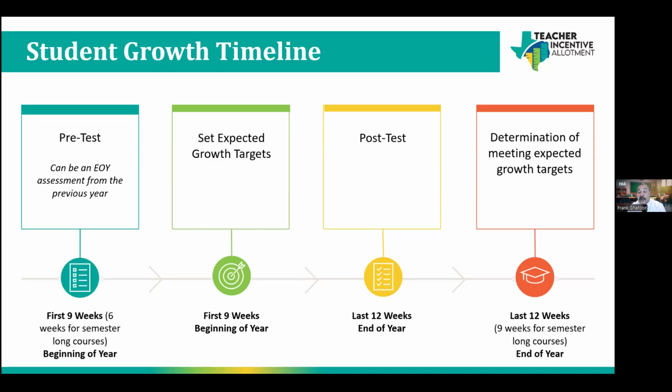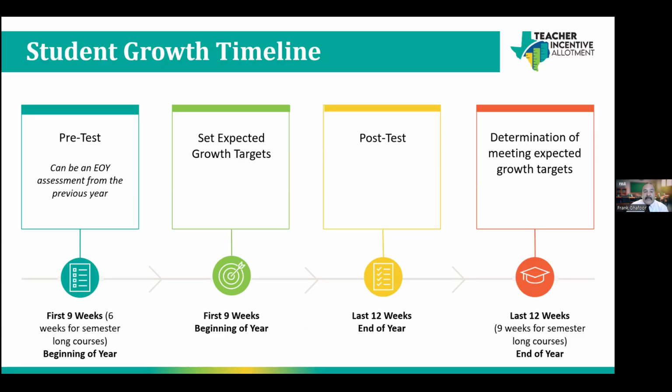Districts may want to use STAR progress measure, and they would measure growth from the end of year fourth grade math to end of year fifth grade math. So that is an option, and all districts do have that type of data available. Once the pre-test has been administered, it would need to be administered, as I said, within the first 9 weeks. If it is a semester-long course, it does need to be within the first 6 weeks of that course.